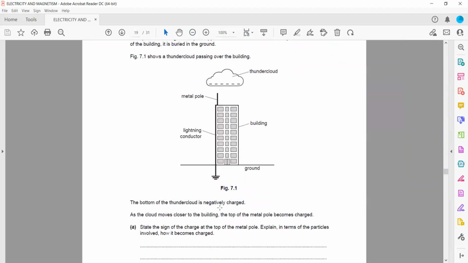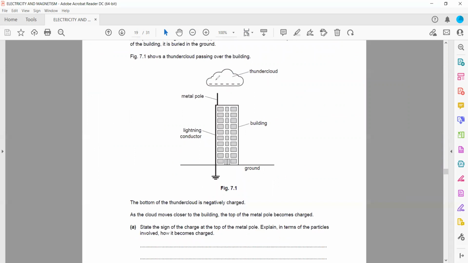The bottom of a thunder cloud is negatively charged. As a cloud moves closer to the building, the top of the metal becomes charged. State the sign of the charge at the top and explain in terms of particles involved how it becomes that charge. So what will be the charge?